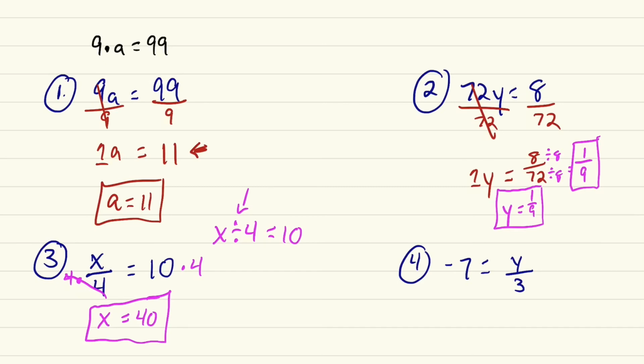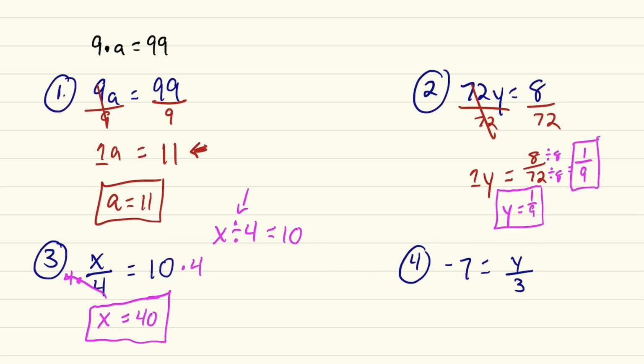In the last example, again, things are backwards. We got negatives going around. A lot of times, all of that window dressing just freaks people out, but we don't have to worry about it. We look at the problem. We have -7 equals y divided by 3. And again, we know that that fraction means division, so y divided by 3.